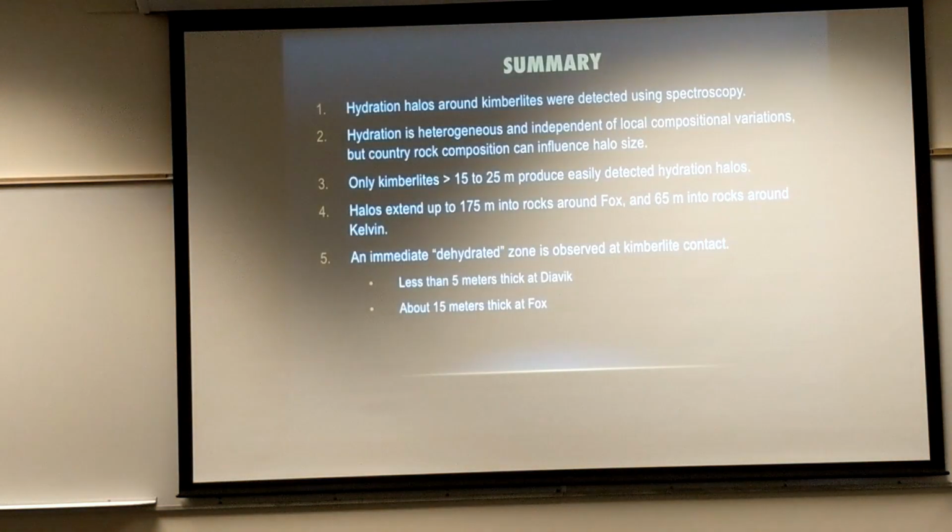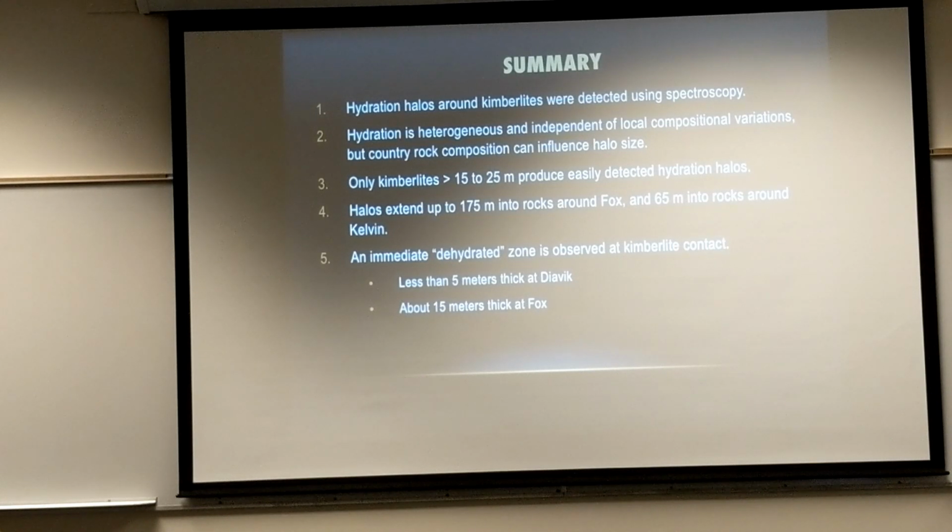And so I'm just going to summarize the points here. The hydration halos around kimberlites were detected using spectroscopy. There's a lot of heterogeneity to hydration, and each kimberlite has its own heterogeneity as well. But it's independent of the local compositional variations. So by tracking the mineral chemistry that goes through there, we can say, okay, there's nothing mineralogically that's changing the hydration values. That hydration has to be some outside effect. However, only kimberlites greater than 15 to 25 meters can produce an easily detected hydration halo.